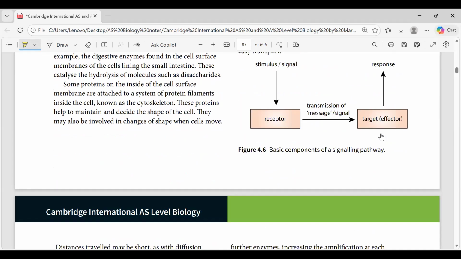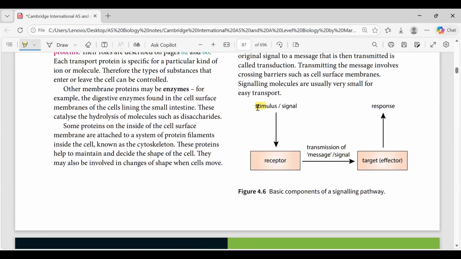If you see this figure 4.6, what they have mentioned, this is the stimulus, right? Any stimulus or any signal, the receptors are present in your body. If we talk about an external stimulus, maybe any danger, your receptors will perceive that stimulus. And what are the receptors? You know the receptors?